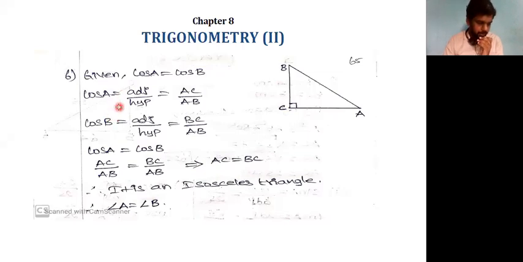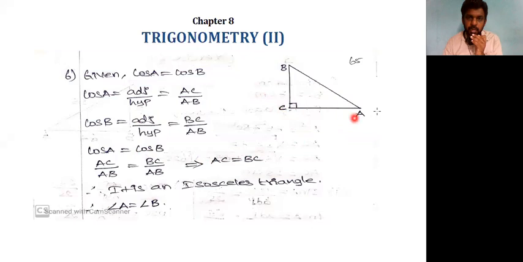Question number 6. If angle A and angle B are acute angles such that cos A is equal to cos B, which is given, then show that angle A is equal to angle B. So first we'll draw a right angled triangle like this.